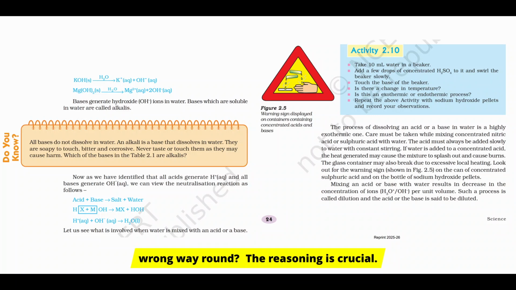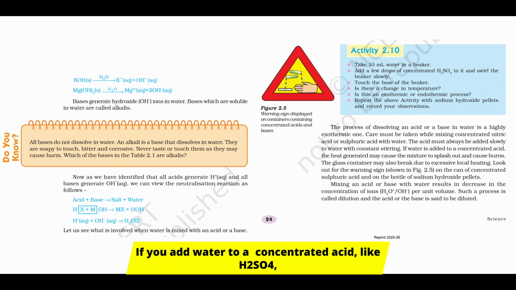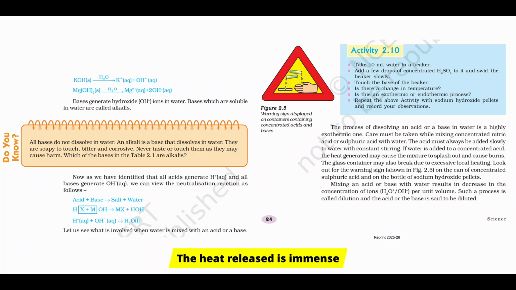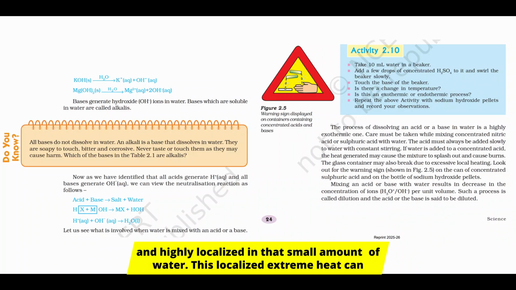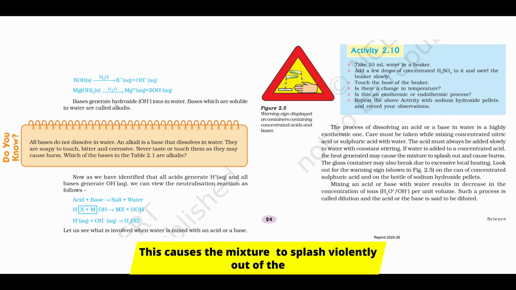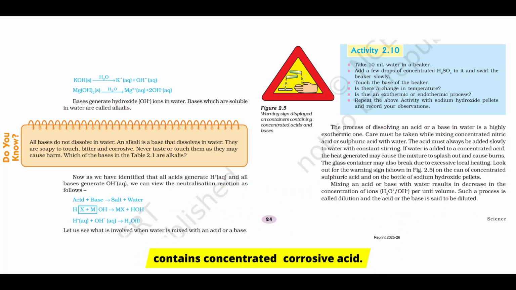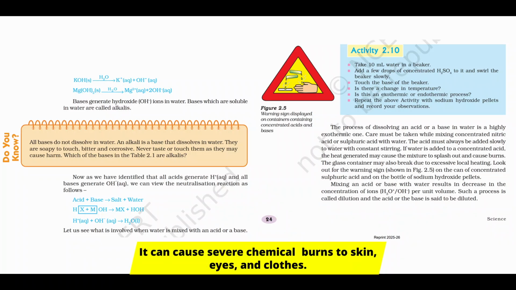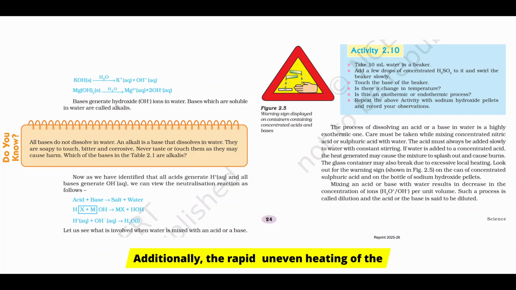The reasoning is crucial. If you add water to a concentrated acid, like H2SO4, the first few drops of water encounter a large amount of acid. The heat released is immense and highly localized in that small amount of water. This localized extreme heat can instantly turn the water into steam. This causes the mixture to splash violently out of the container. We call this spitting. And that splash contains concentrated corrosive acid. It can cause severe chemical burns to skin, eyes, clothes.